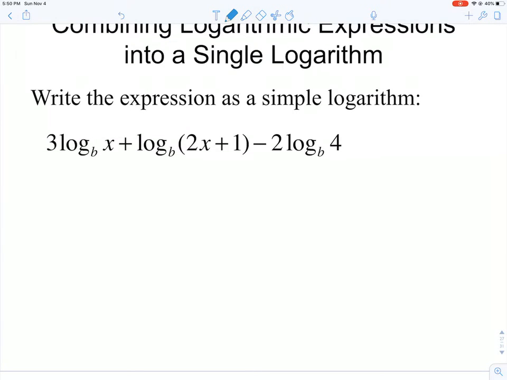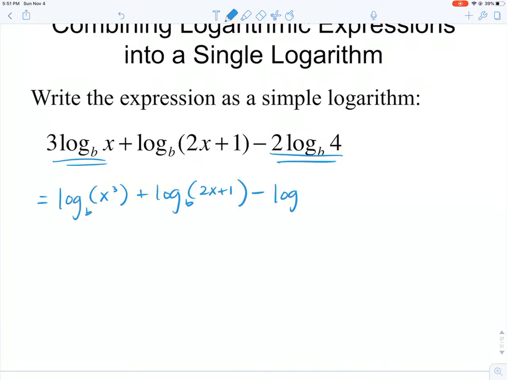Alright, let's rewrite this expression as a simple logarithm. Notice that all of these have a base of b. So that's the reason that we're going to be able to rewrite this as a single logarithm, a simple single logarithm. Okay, so first we need to unplug this guy and this guy. So we'll have log base b of x cubed plus the log base b of 2x plus 1 minus log base b of 4 squared.